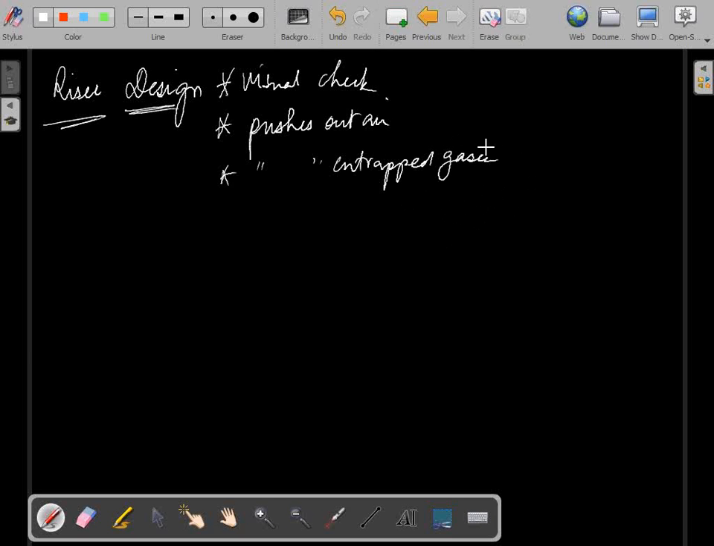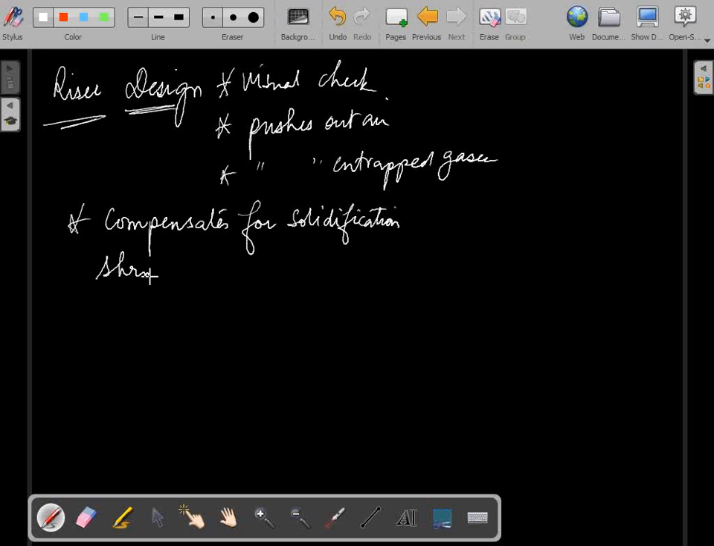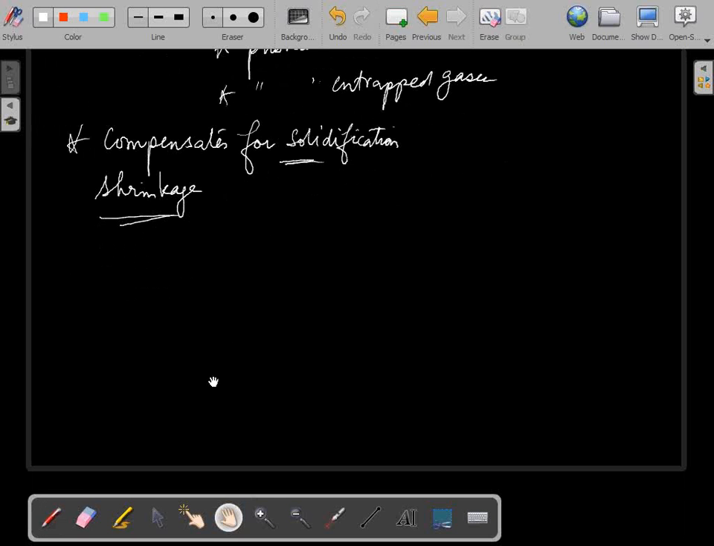Okay, now, the last important part is that it compensates for solidification shrinkage. It compensates for solidification shrinkage as it acts as a reservoir for molten metals. Okay, now there are some points you should note down. I'll keep on writing them on the board.